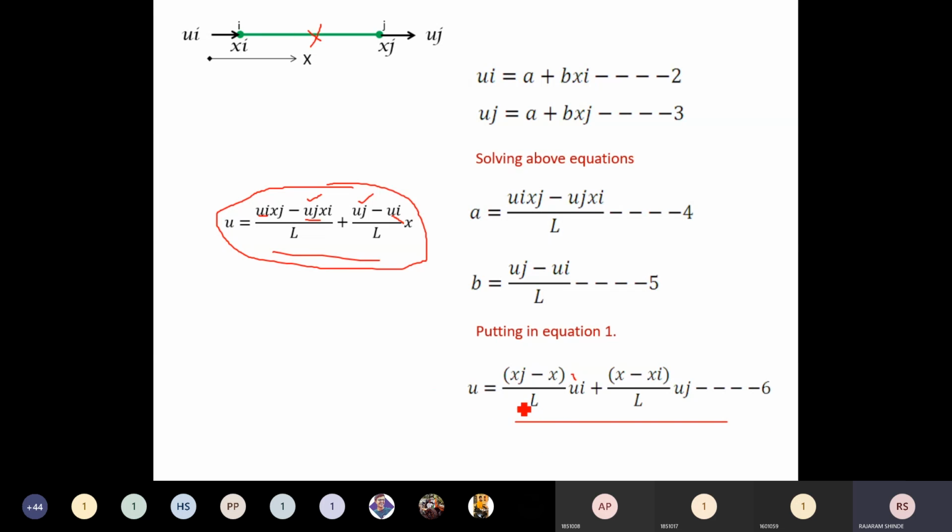Now if you observe this equation, xj is the coordinate of node j, and x is a variable term, that is any location on the element. ui is the displacement of node number i. Next, x is the variable again, xi is the coordinate of node i, and uj is the displacement of node j. Now when you get ui and uj, you can calculate the displacement at any point on the element. Am I right? Displacement at any location x. This is known as the interpolation of the result.